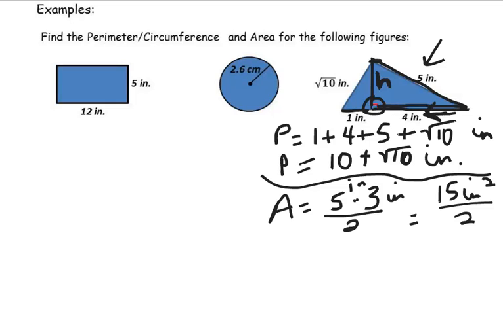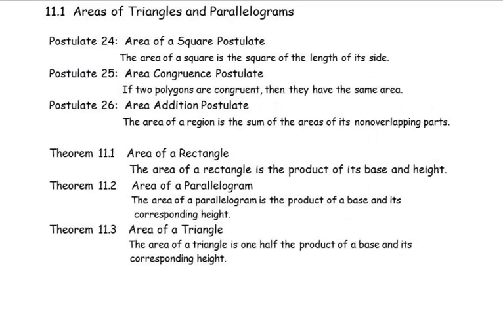Depending on your problem, if it's a word problem, we can go ahead and put that in decimal. A lot of times we're going to want you to leave it in fraction, but I'll go ahead and put it in 7.5 inches squared. Okay? So that is perimeter, circumference for the circle, and area for the following figures.